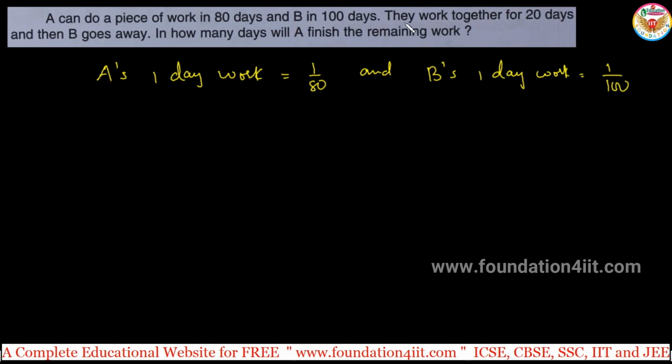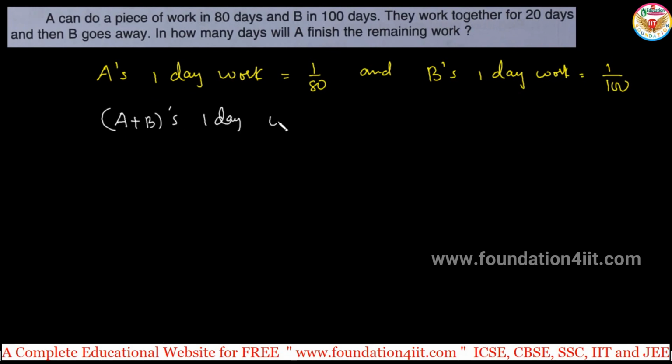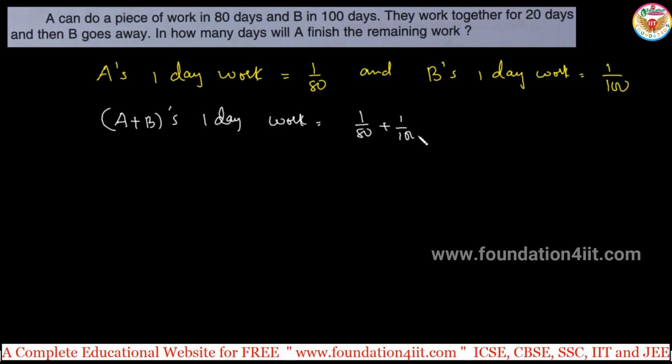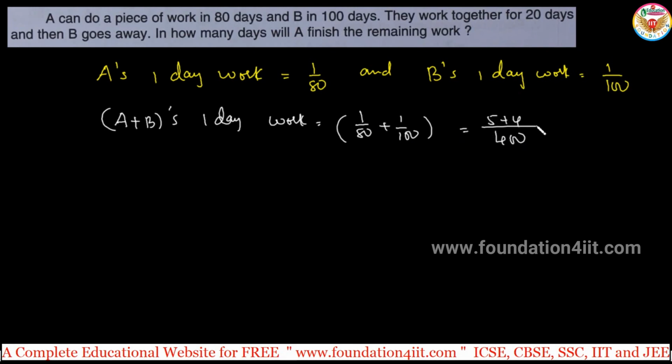Now they work together for 20 days. First of all, together in 1 day how much can they do? That means A plus B's 1 day work. A can do 1 by 80 part of the work, B will do 1 by 100. So 1 by 80 plus 1 by 100. This is A and B's 1 day work. 400 is the LCM, so 5 plus 4, 9 by 400 part of the work they can do together in 1 day.